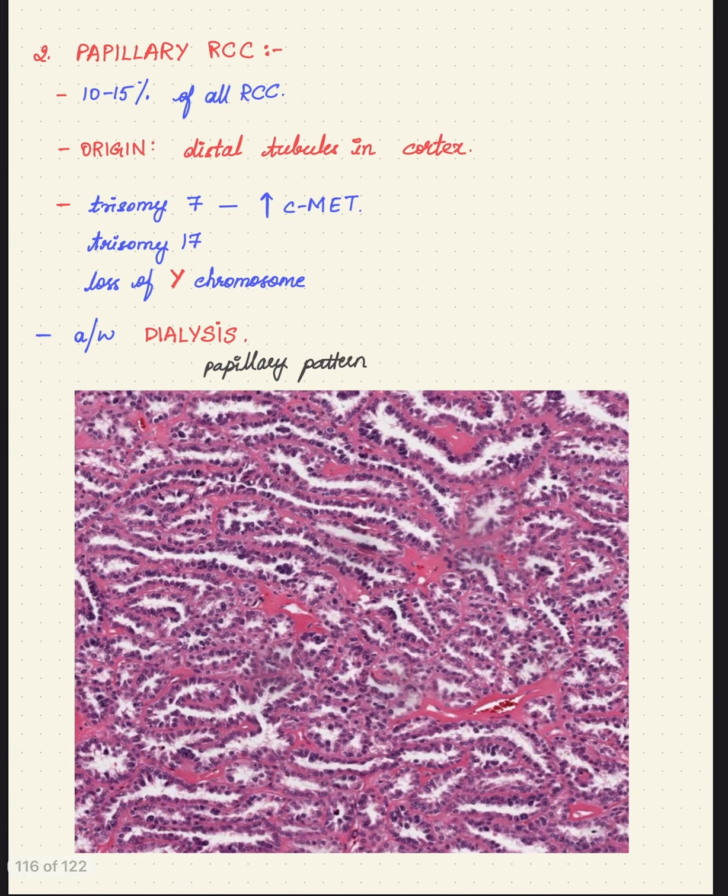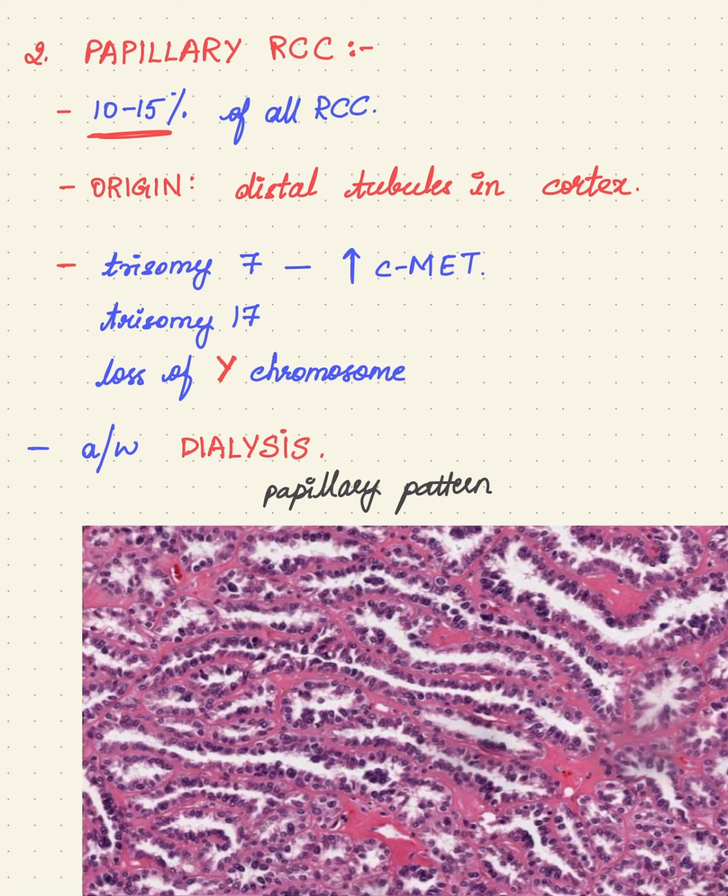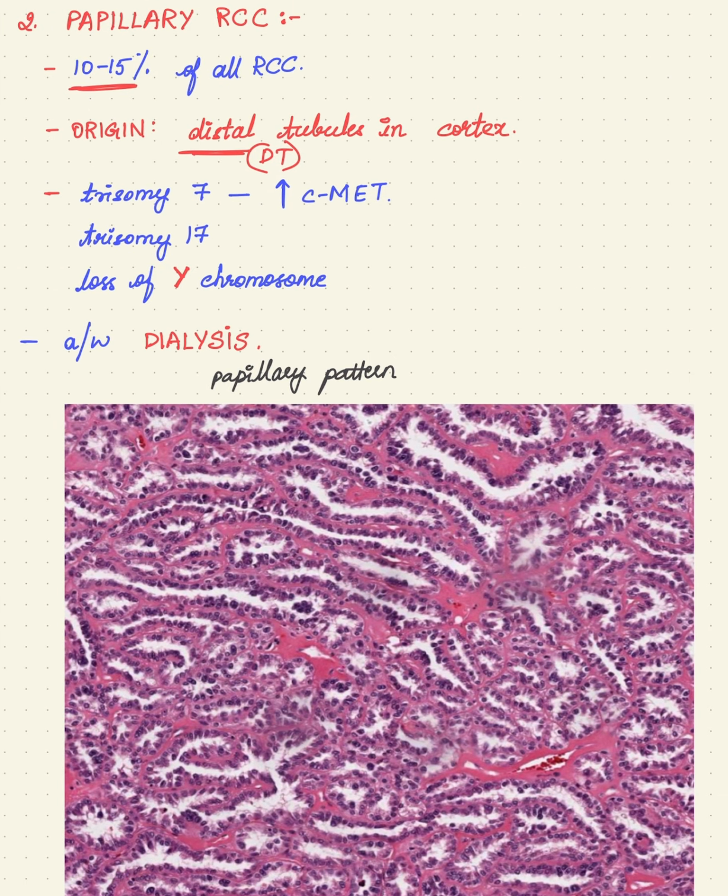Coming to the next pattern, the papillary variant makes up about 10 to 15% of all RCCs, and they arise from the distal tubules in the cortex. Papillary is associated with trisomy 7, trisomy 17, and loss of Y chromosome. Trisomy 7 causes an increase in c-met. And the papillary variant is most commonly associated with dialysis.